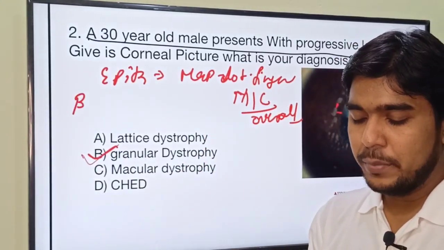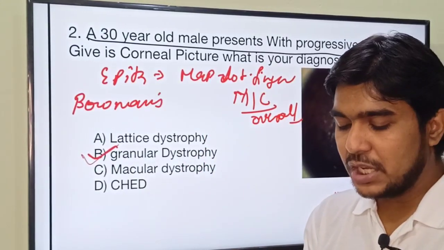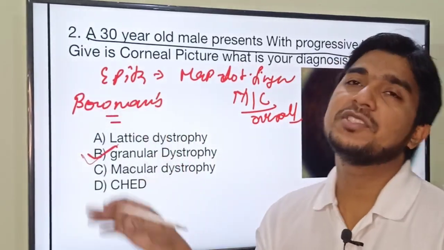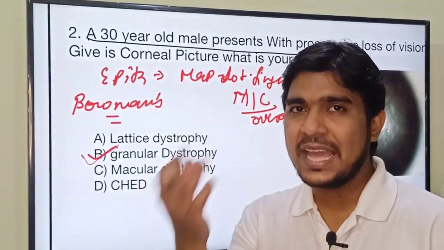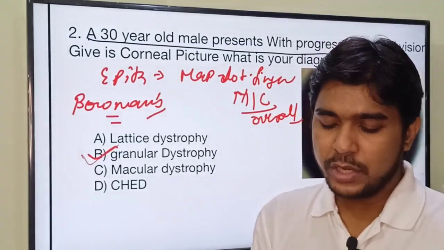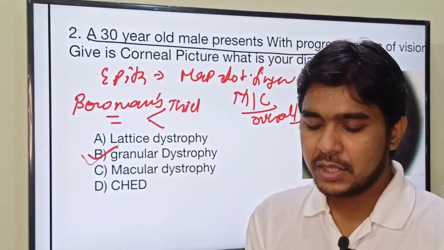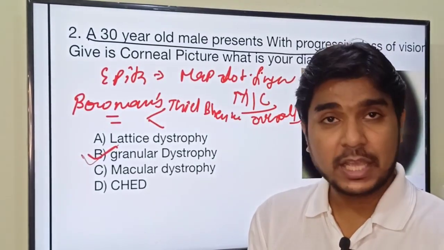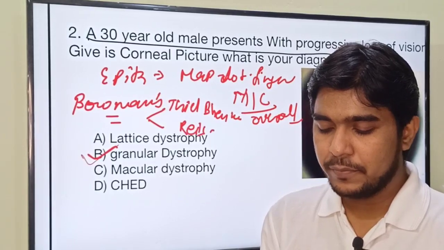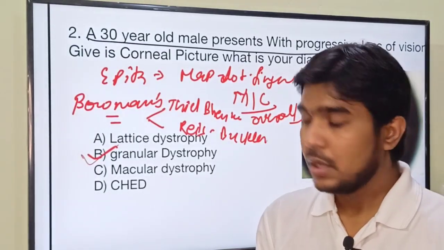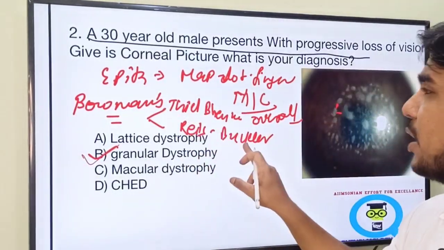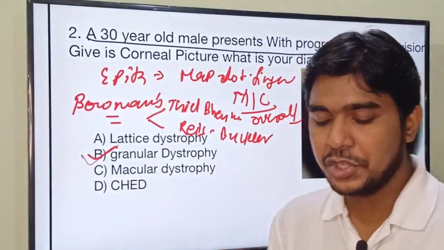In Bowman's dystrophy, this terminology is now obsolete, but they can ask you a question. So remember the two names, Thiel-Behnke and Reis-Bücklers dystrophy. These can be asked in the examination.